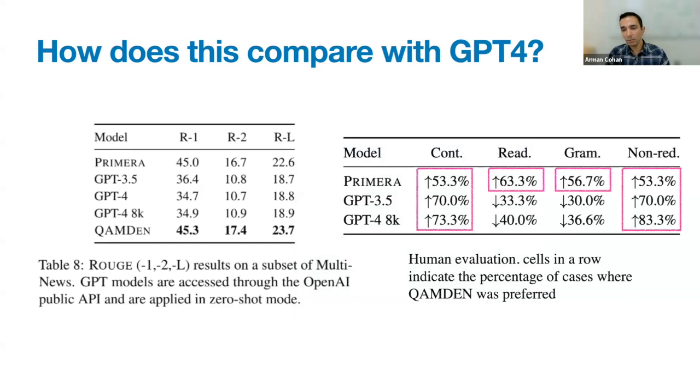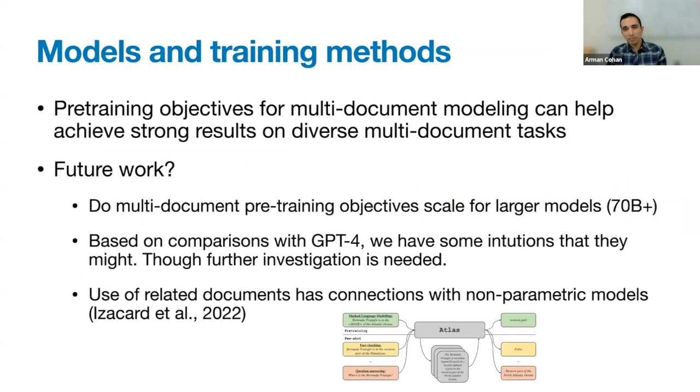And in terms of human evaluation, we found that this method actually improves over GPT-4 in terms of content and non-redundancy metric. But what is GPT-4 better at? It's readability and grammar, which is kind of expected. GPT-4 is generally very good at generating readable content. So this type of pre-training objective can help us achieve strong results on diverse multi-document tasks.